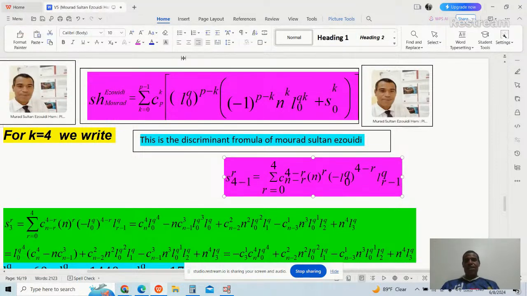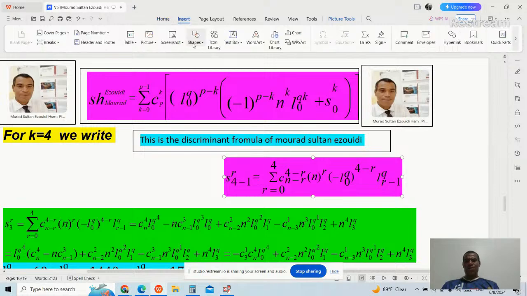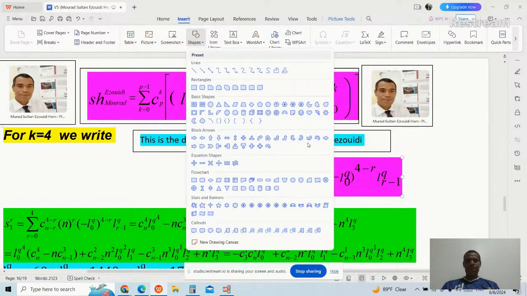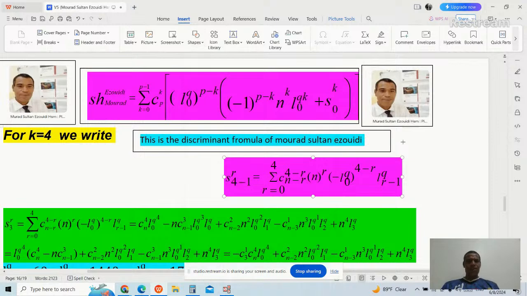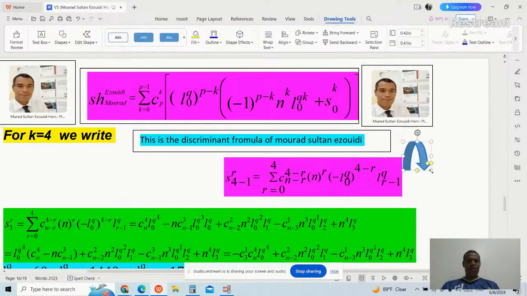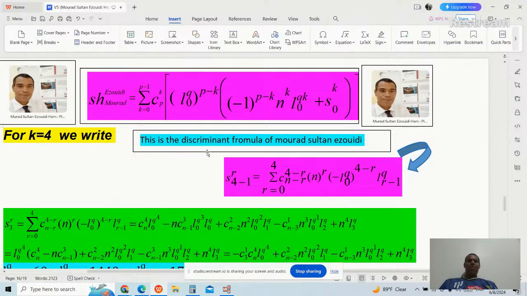I will use the discriminant formula of Mourad Sultan Ezouidi, learners. This is the formula, of course. Where k equals 4: 4 minus 1 is S3 of order R, sum from 0 to 4, combination n minus r choose 4 minus r, n raised to the power r, then minus L0 of order q raised to the power 4 minus r times L r minus 1 of order q.